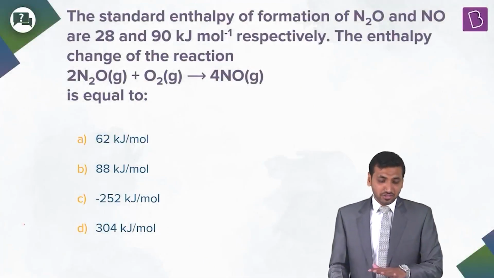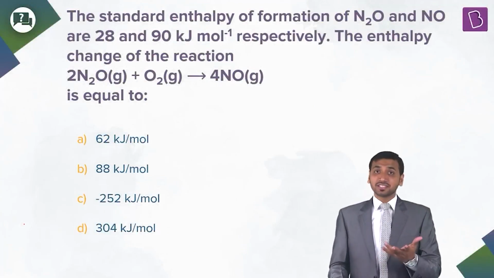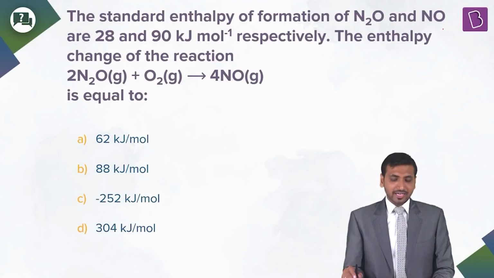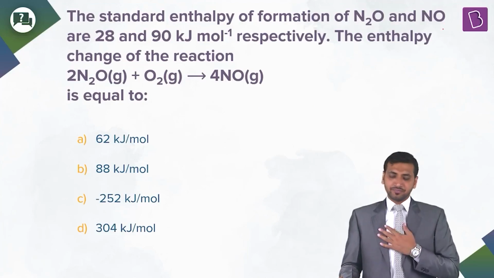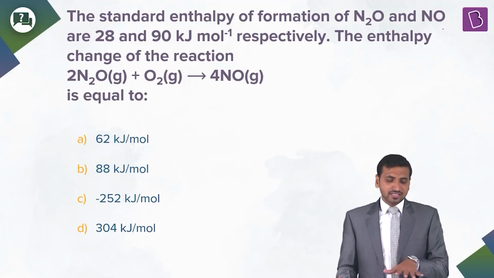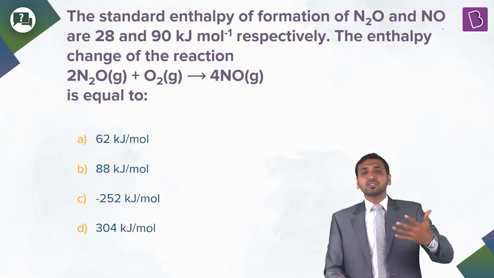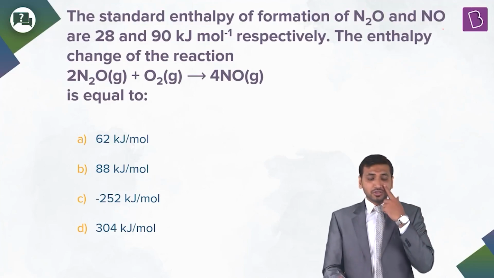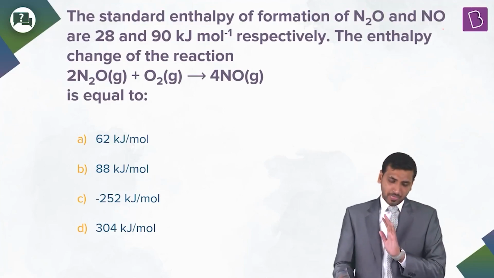Here we have a question on enthalpies of reaction. Let's read the statement first. The standard enthalpy of formation of N2O and NO are 28 and 90 kilojoule per mole respectively. The enthalpy change of the reaction that is given to us is equal to... So by using the enthalpy of formation of N2O and NO, you have to find out the enthalpy change of this particular reaction, right?